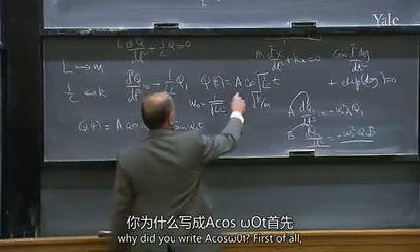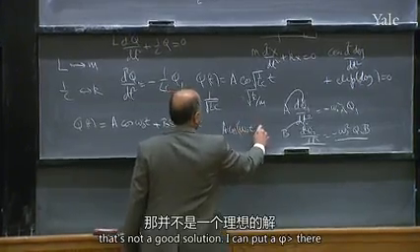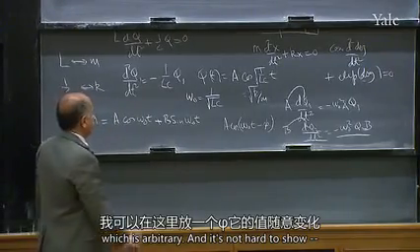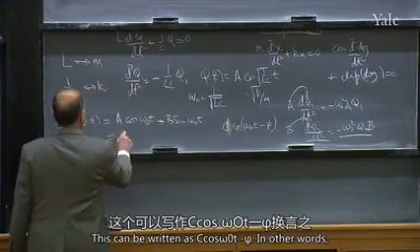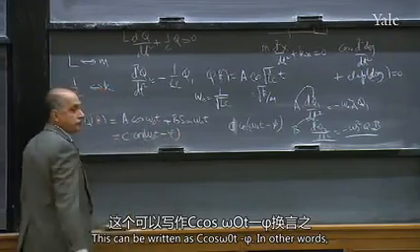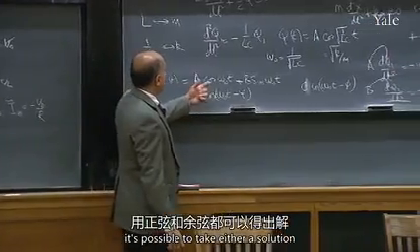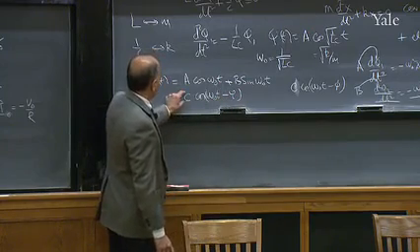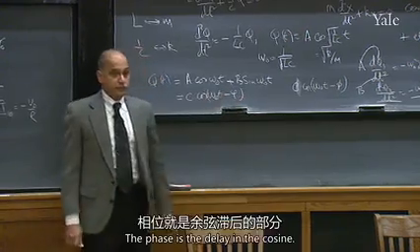And you can ask, why did you write a cosine omega naught t? First of all, that's not a good solution. I can put a phi there, which is arbitrary. And it's not hard to show. Let me call that c, if you like. This can be written as c cosine omega naught t minus phi. In other words, it's possible to take either a solution with a cosine and a sine with no extra phases inside to another one with one amplitude and one phase. That phase is the delay in the cosine.